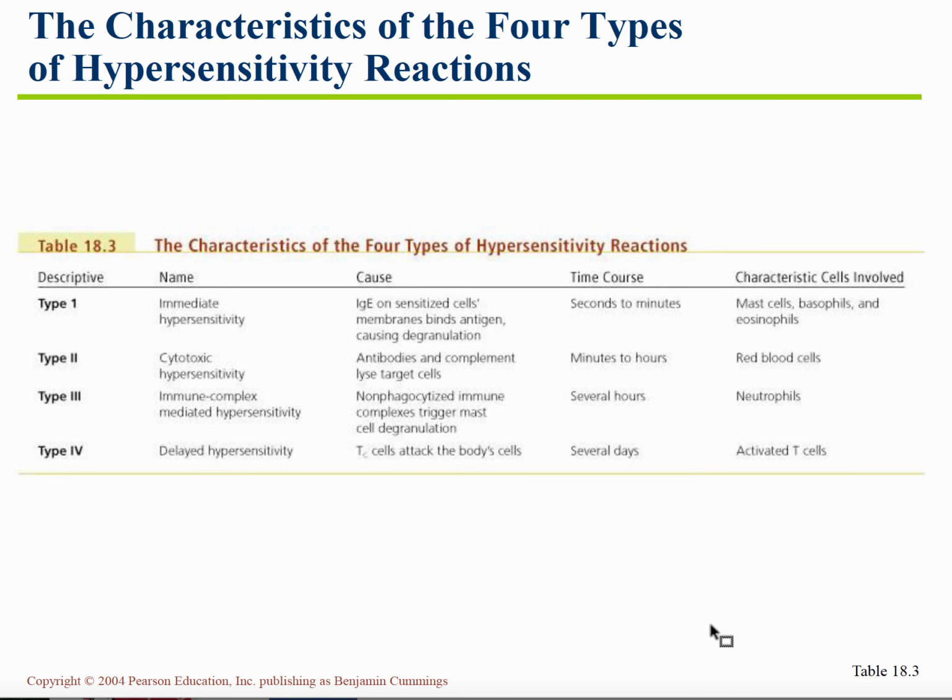Type 3, that was that immune complex that's embedded in your tissue, and your immune system is destroying tissue layers. This takes several hours. And for the type 4, the delayed hypersensitivities, these are T cells, and this takes several days. And those are our 4 types of hypersensitivity.